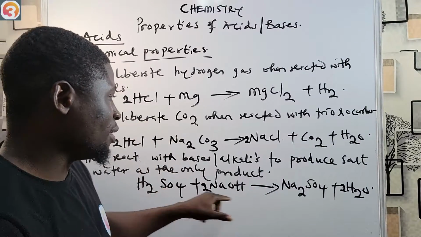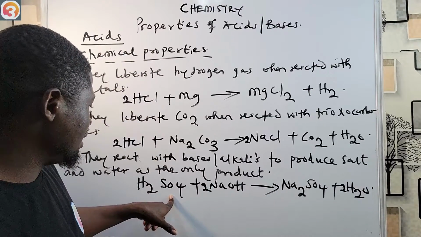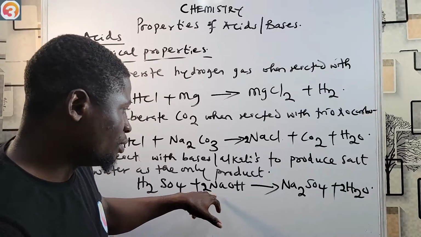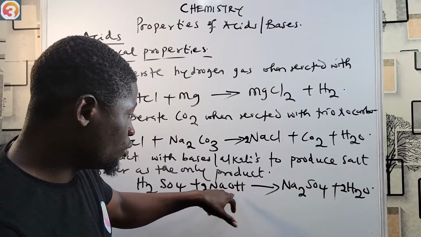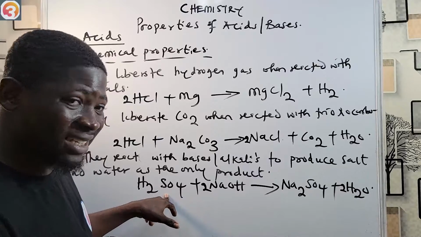Is S balanced? S is 1 here. S is 1 here. S is balanced. Now oxygen will be the main one to balance. All right. Now let's see. How many oxygen are here? There's 2 oxygen here, right? 2 O is here. Then 4 O is here. 2 plus 4 is 6.